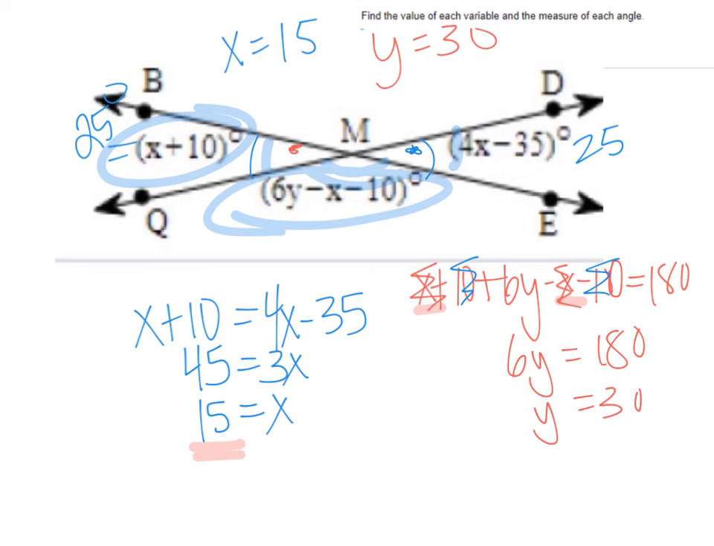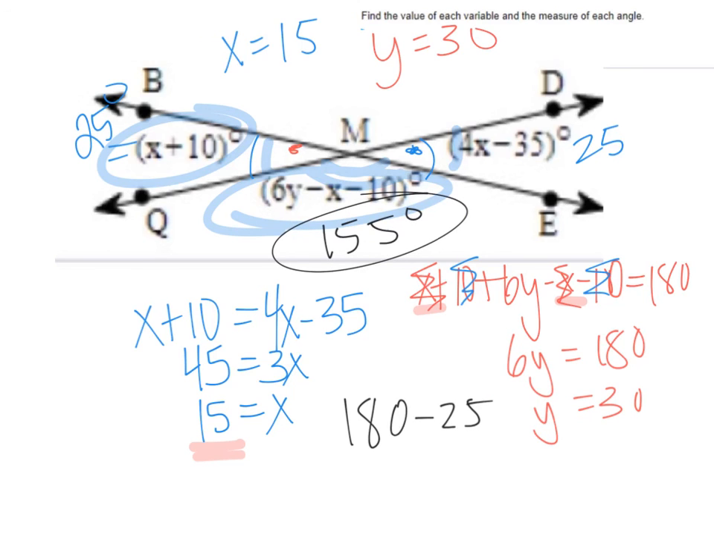And then I could go back in and plug some stuff in. But you know what? I know these things are supplementary. So I know I just have to do 180 minus 25 in my calculator. And that gives me 155 for this angle. Bam. Work smarter, not harder.